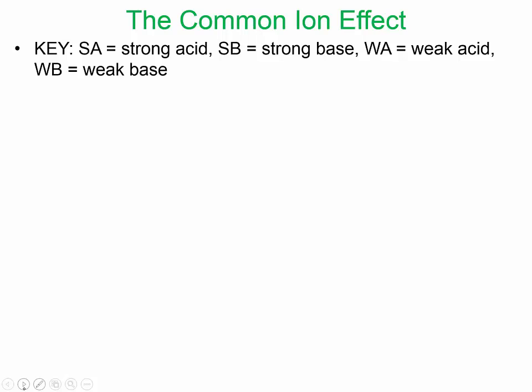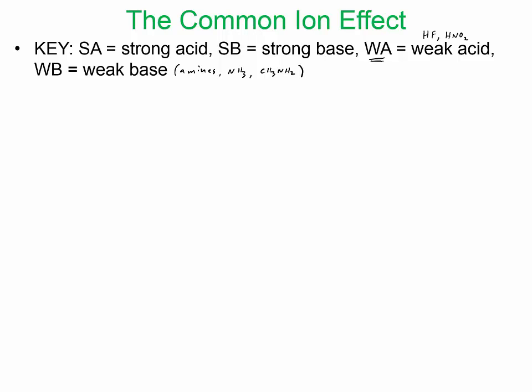So first of all, here's the key. I'll be using some of these terms when we cover buffers and in this video also. A strong acid is SA, a strong base is SB, a weak acid is WA, and a weak base is WB. You'll see that I may use these terms. A weak acid is like HF or HNO2, etc. A weak base is usually an amine, like NH3 or CH3NH2, etc. A strong base is something with hydroxide, a group one with hydroxide, or the heavier group twos, and then strong acids are the seven strong acids.